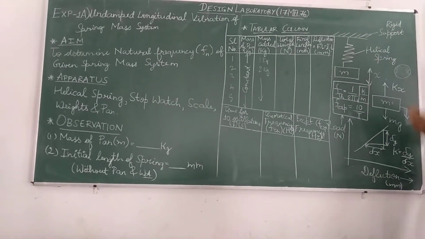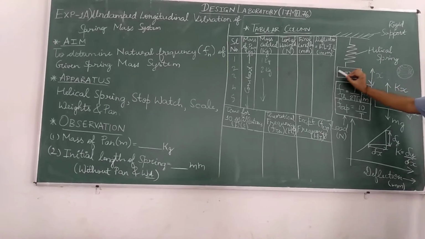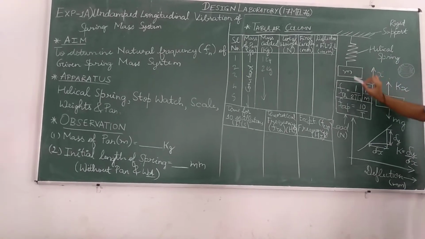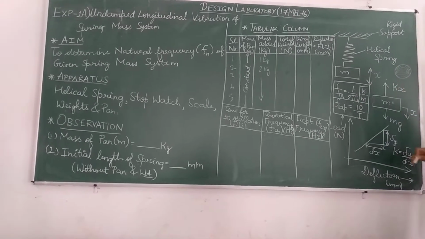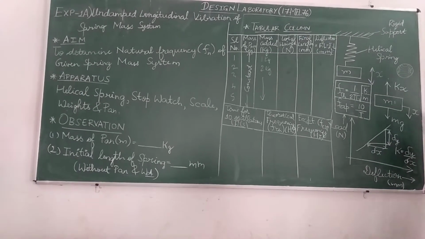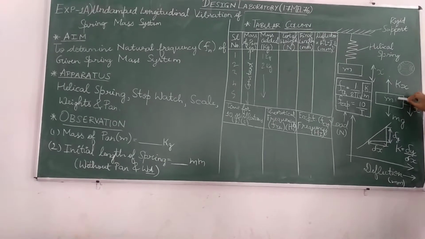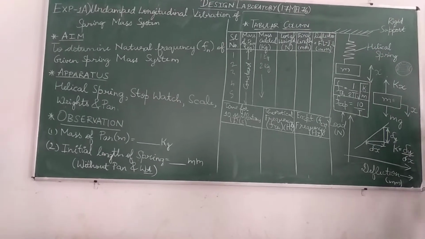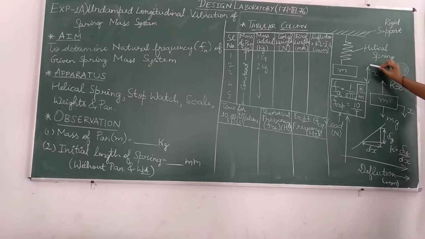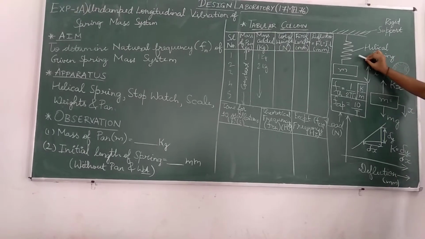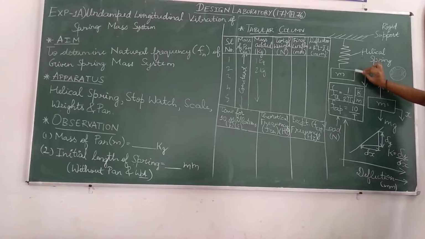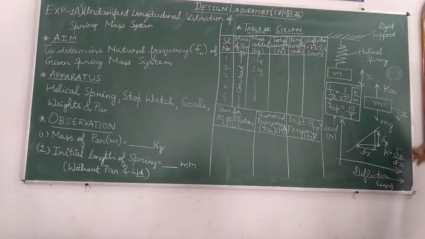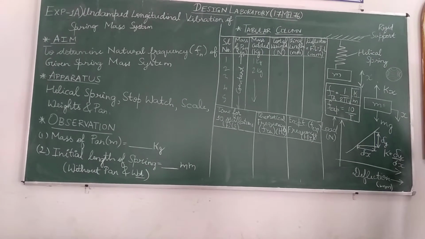If we consider a spring mass system, there is a rigid support to which a spring is fixed. Then we have the masses on the pan, and when we disturb the mass and give it a displacement x, the spring extends by some length. Because of this displacement x, the system keeps oscillating. The natural frequency with which this oscillates is known as the natural frequency of the spring mass system.